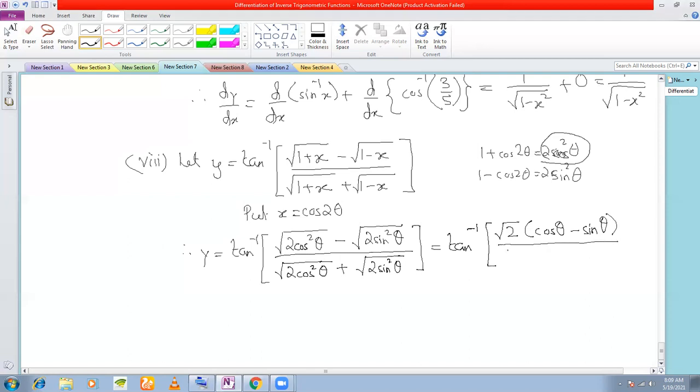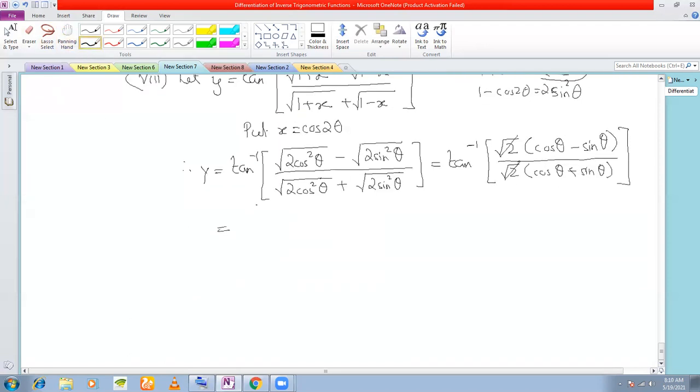divided by cos theta plus sine theta, right? So that root 2 and root 2 will cancel from here. And you see, you're getting cos theta minus sine theta by cos theta plus sine theta. Looks like a familiar form which you have already discussed.